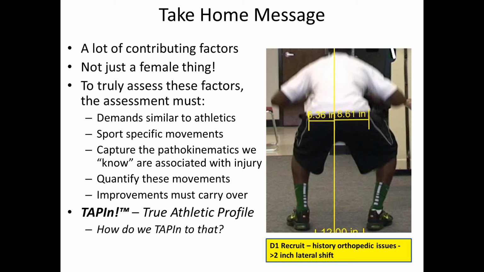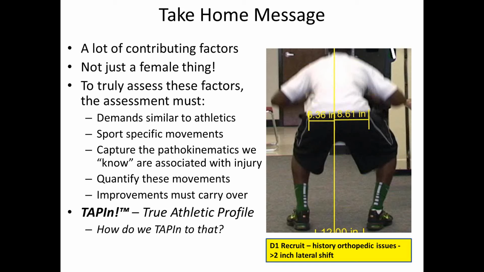We have to have a way to quantify these in a meaningful way in a clinical setting that we can do every day. And the improvements must carry over to the sport. They got to carry over to the actual activity. Because at the end of the day, if we can prove it on our movement assessment, but it doesn't carry over to the court, it doesn't matter.